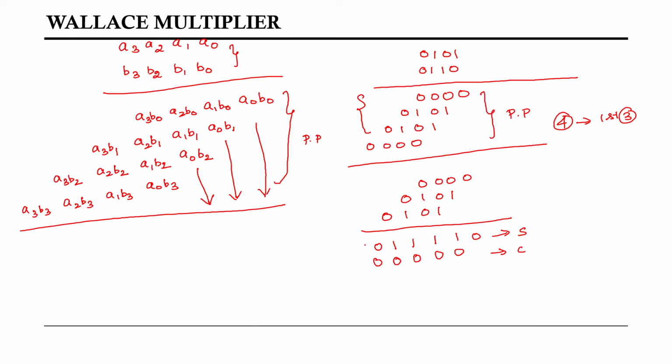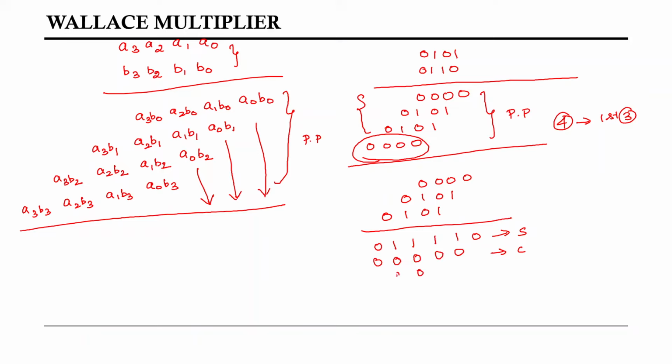Once we have got the sum and carry, the last row is the remaining row. Now we will add it up here. At which position is it? It is in the fourth bit position. So you should add them in the fourth bit position.